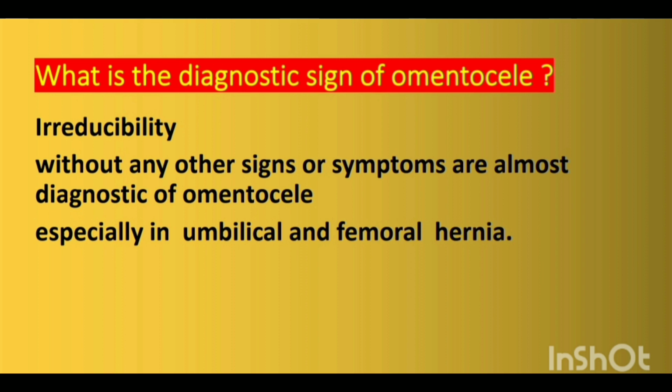Question: what is the diagnostic sign of omentocele? The answer should be irreducibility, without any other signs or symptoms, which is almost diagnostic of omentocele, especially in umbilical and femoral hernia.